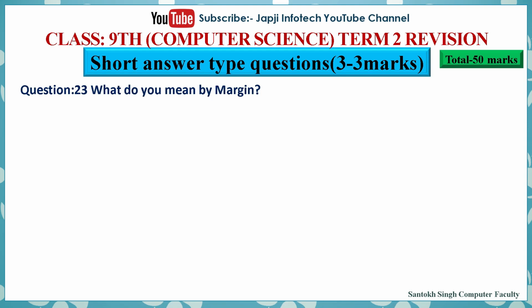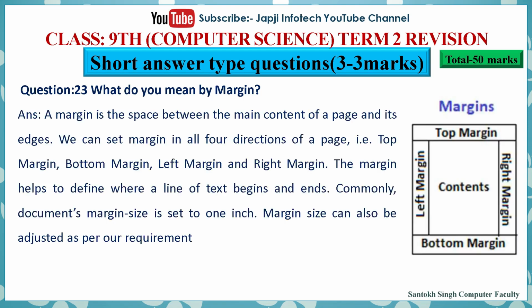And the 23rd question is, what do you mean by margin? A margin is the space between the main content of a page and its edges. We can set margins in all four directions of a page, that is top margin, bottom margin, left margin and right margin. The margin helps to define where a line of text begins and ends. Commonly, document margin size is set to 1 inch. Margins can also be adjusted as per our requirement.